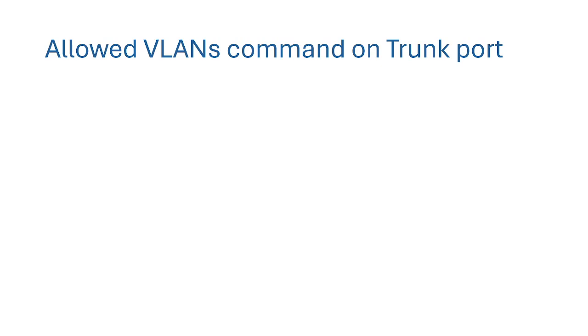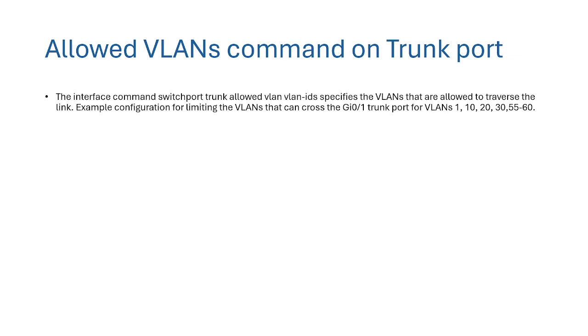Yes. We discussed the allowed VLANs, which I mentioned. The interface command switchport trunk allowed vlan, followed by the VLAN ID, specifies the VLANs that are allowed to transfer over the link. Here is an example configuration for limiting the VLANs that can cross the gig 0/1 trunk port: VLAN 1, 10, 20, 30, and 55 to 60. Say I allowed two VLANs, but I want to allow VLAN 20 or VLAN 30, and VLAN 55 to 60 extra, right?